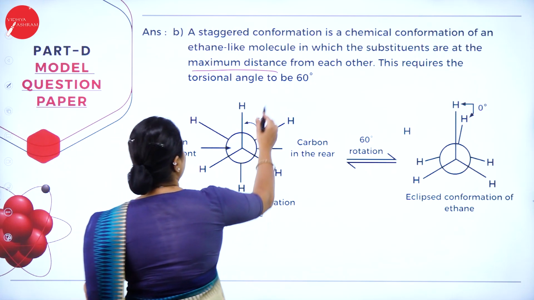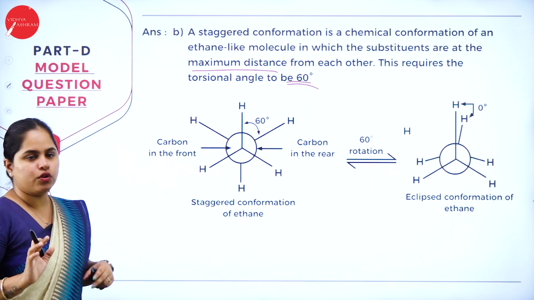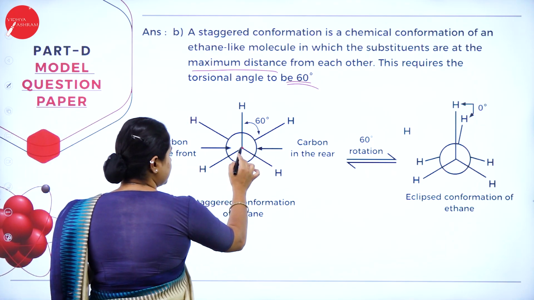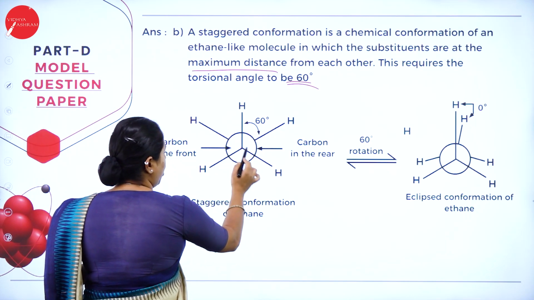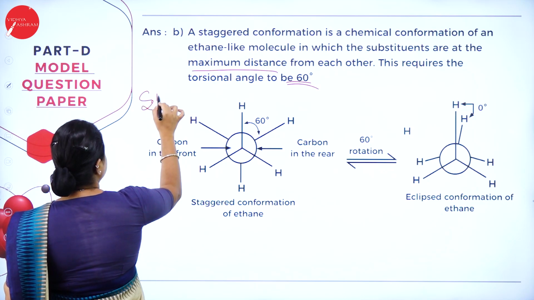This requires the torsional angle to be 60 degrees. So this diagram you have to mention, and that will give you 2 marks. As you can see, one carbon atom is present here. This carbon atom has bonds with 3 hydrogen atoms. What is the formula of ethane? It is C2H6, right? Okay.